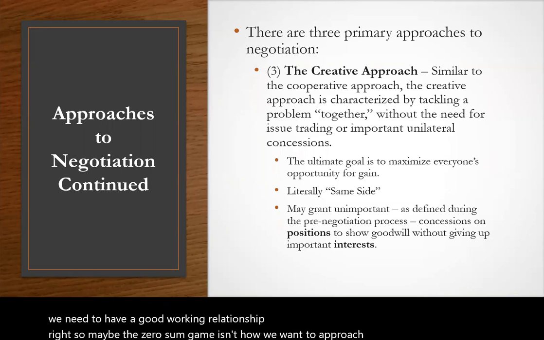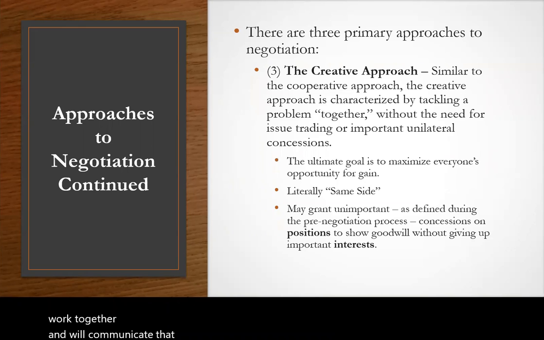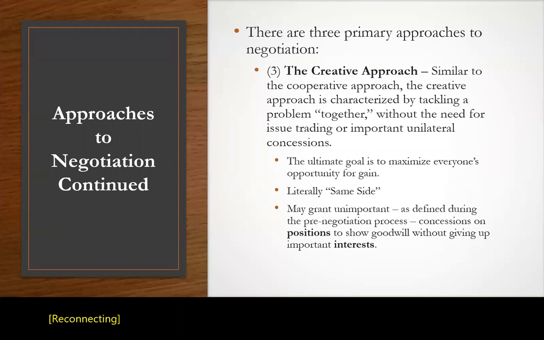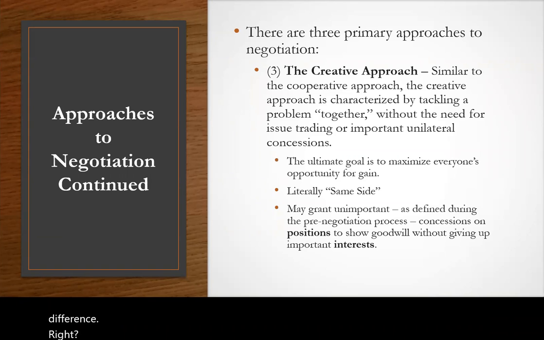Now, in this setting, you can, again, depending on pre-negotiations and your pre-negotiation process, which we'll talk a little bit about, give up concessions on positions to show goodwill without giving up important interests, right? So again, this goes back to the color example. So really the big difference between the cooperative approach and the creative approach is instead of cooperating and basically coming to a middle ground, which is where we always kind of seem like we end up, right? You want 5, I want 2, let's split the difference, right? That's one way that you can approach it.